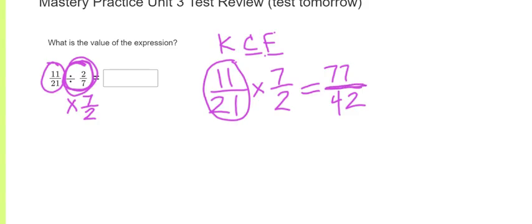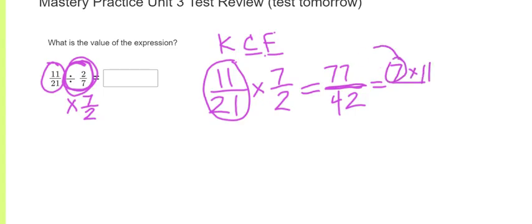And the quick strategy that students remember is we keep the first fraction the same, we change the division to multiplication, and then we flip, or take the reciprocal of, the second fraction. Now we just multiply straight across. So 11 times 7 is 77. 21 times 2 is going to give us 42. So now we look up and down at that fraction to see if we can simplify it. 77 and 42, both of these can be divided by 7.